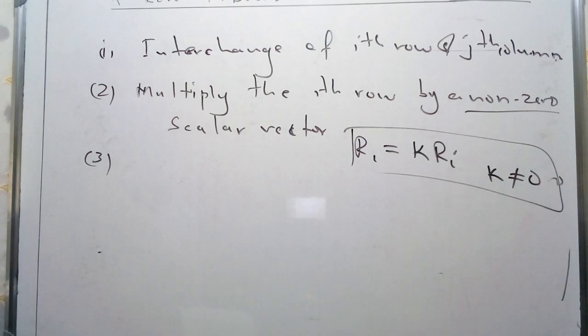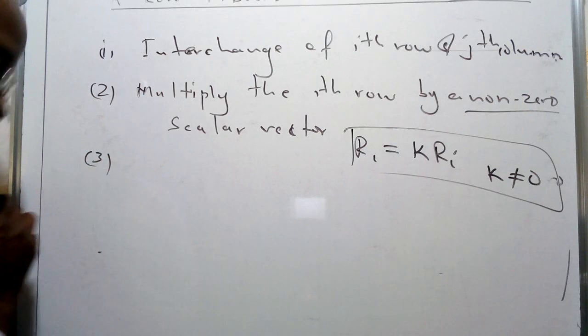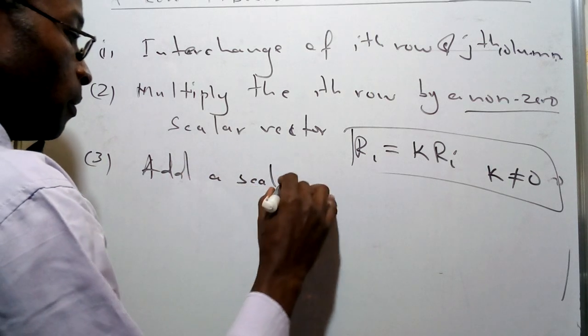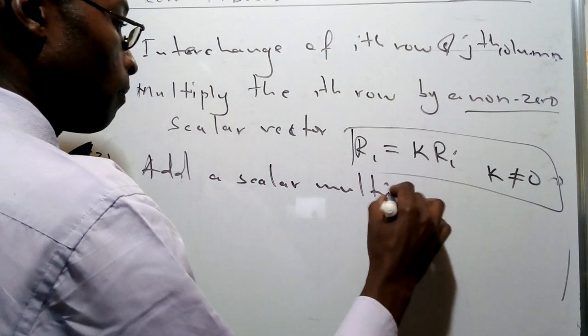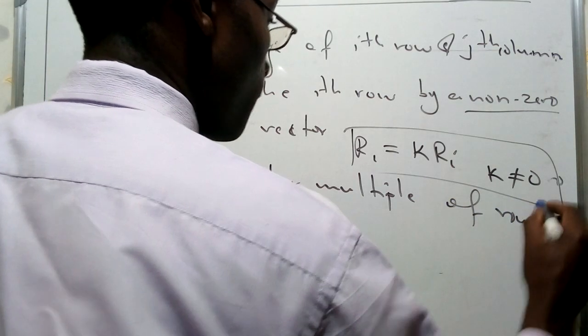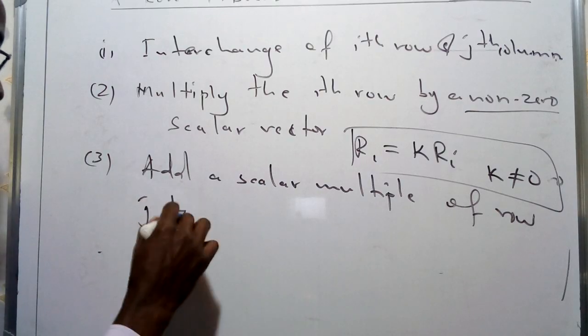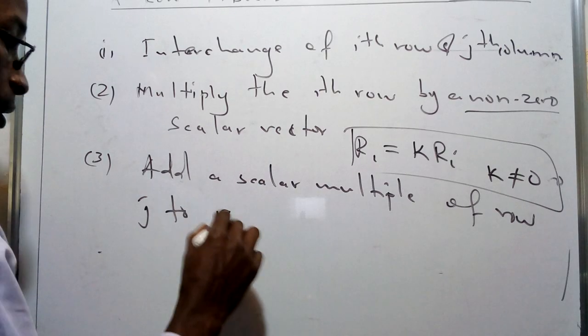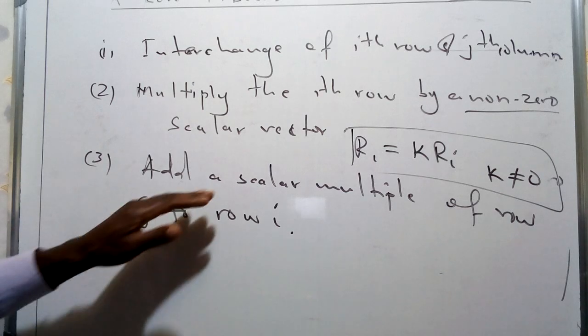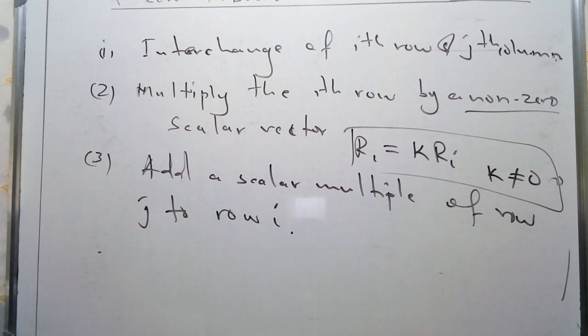And of course we can also add a scalar multiple of row j to row i. So we can perform a specific addition of a scalar multiple of one row to another and see what some of the results are that we come across.